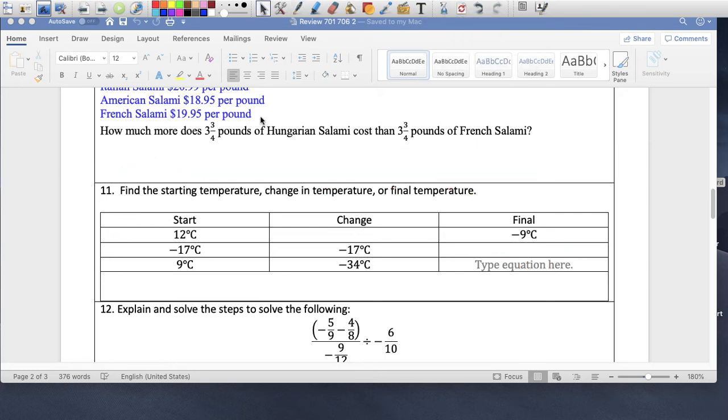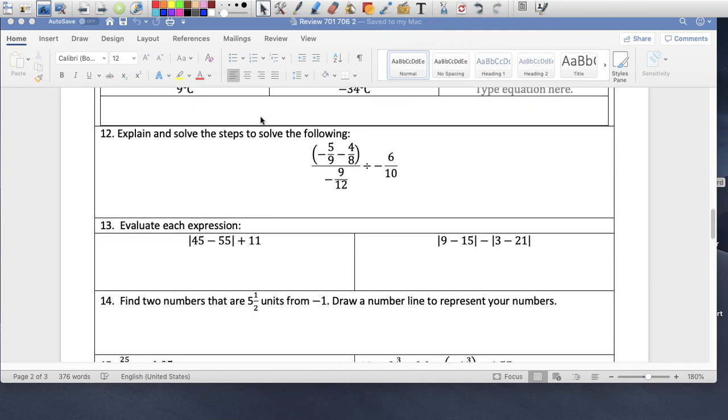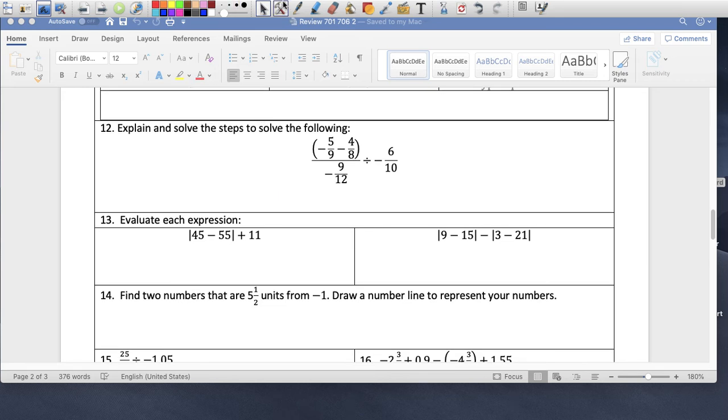Let's look at the last few here. This one tells you to describe, explain. You're going to need to explain what you do here. So I would write: subtract the fractions in the parentheses.